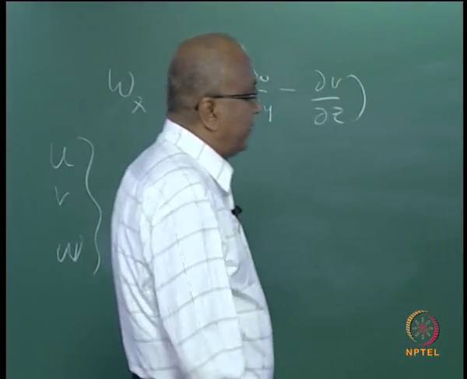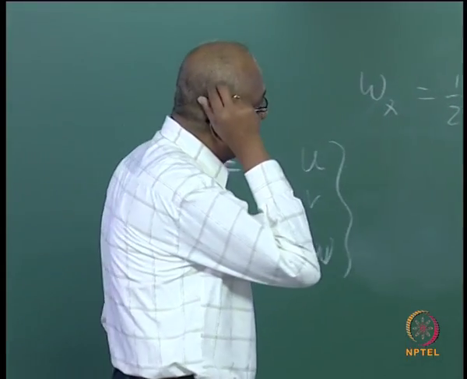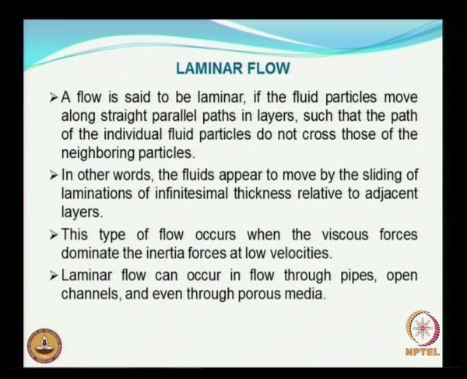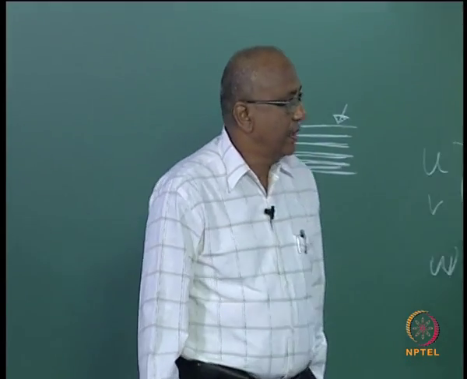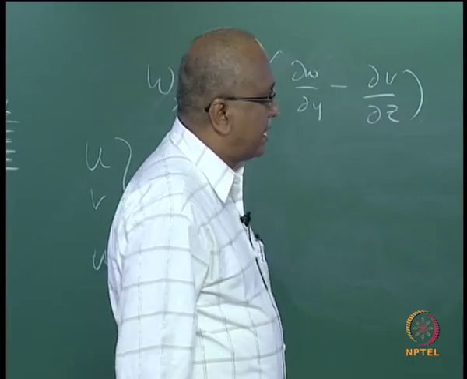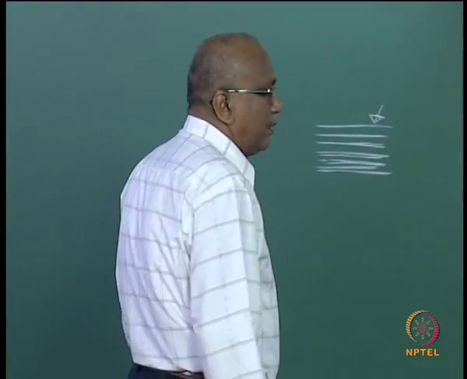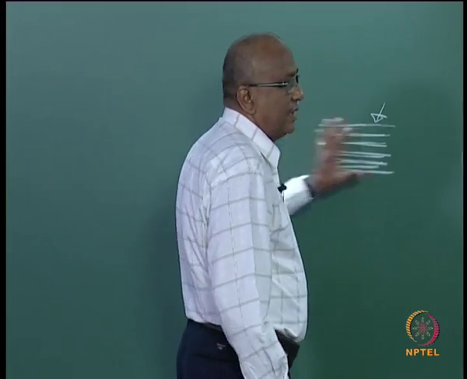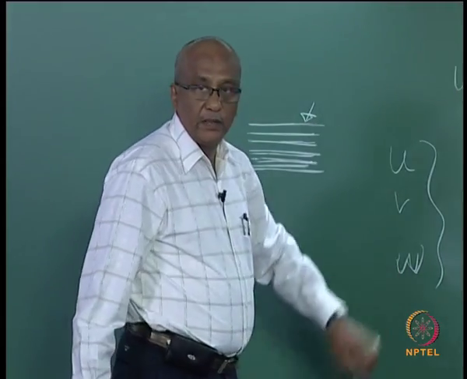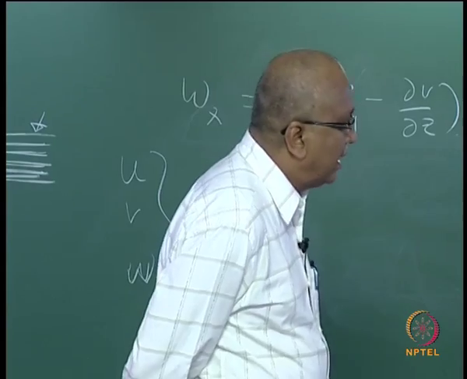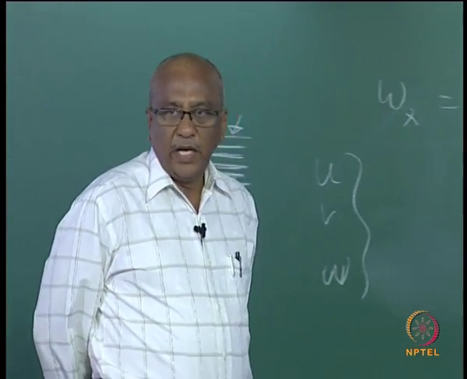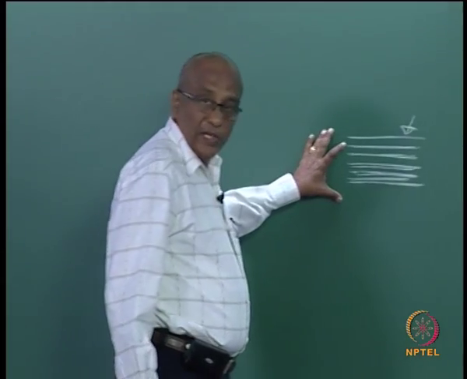So you can see that the fluid particles move along straight parallel paths in layers such that the paths of the individual fluid particles do not cross the neighboring particles. So each particle will be moving in layers or in laminae. In other words, the fluid appears to move by sliding laminations, something like sliding over. This type of flow occurs when viscous force dominates the inertia force, and particularly at low velocities.